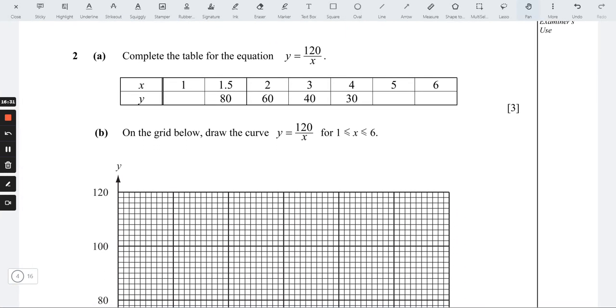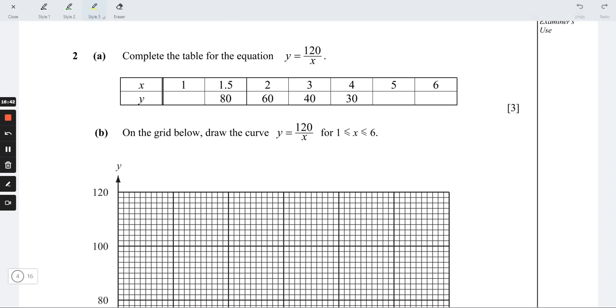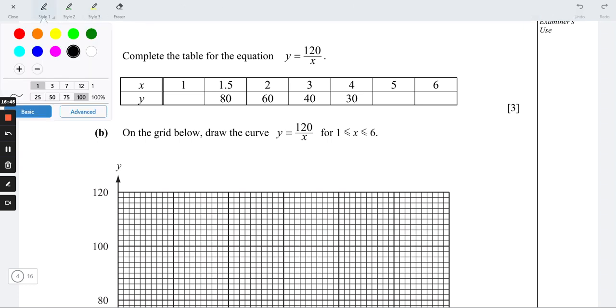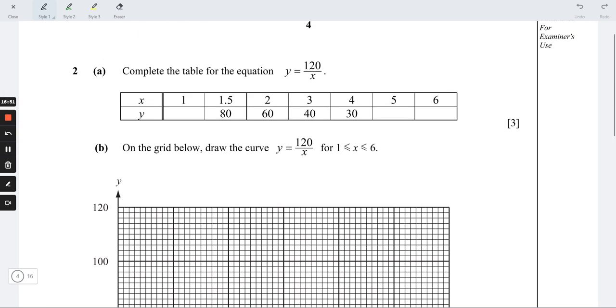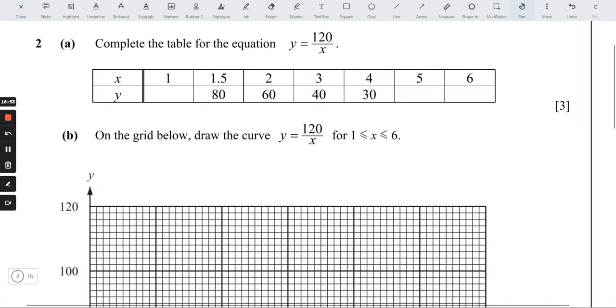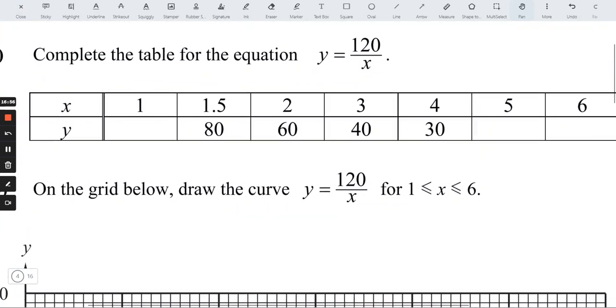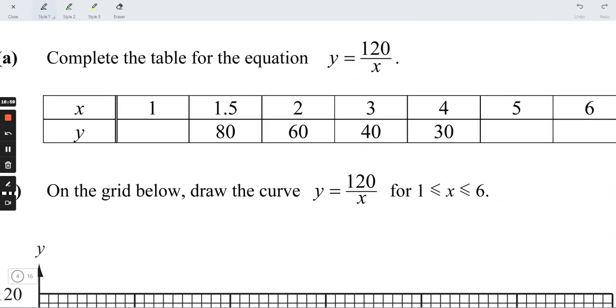Now question 2. They are asking us to complete this table according to the equation y equals 120 over x. To fill this up, we are going to substitute each value of x inside the function, and we'll find the value of y. So x is 1. That means instead of this x, you should write 1. So 120 divided by 1 is 120. Here we have 120.